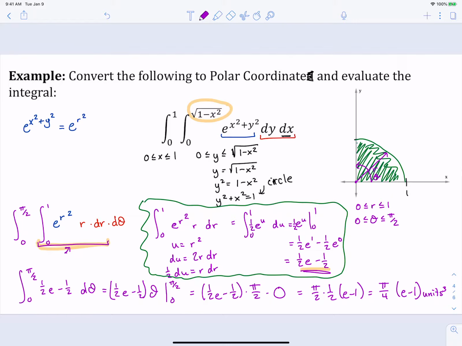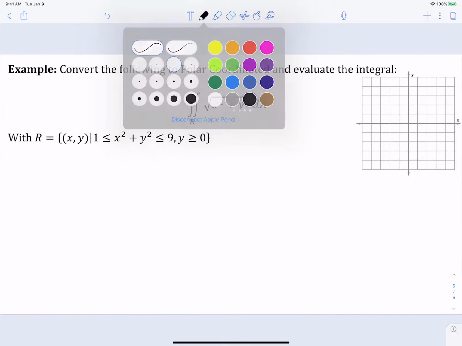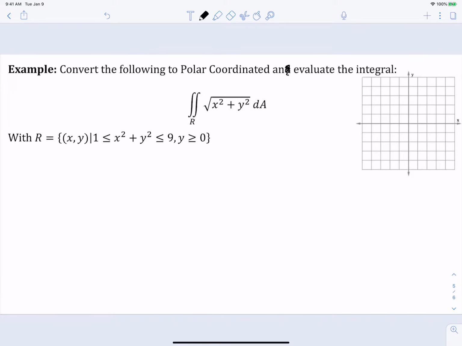All right, let's do another example. Okay, let's convert the following to polar coordinates and evaluate our integral. So again, we've got our function, square root of x squared plus y squared, and then we've got our region that they're giving us in that notation that we saw in class the other day.